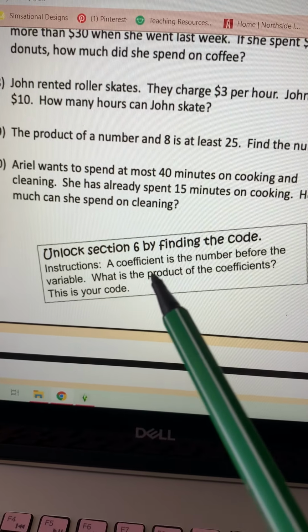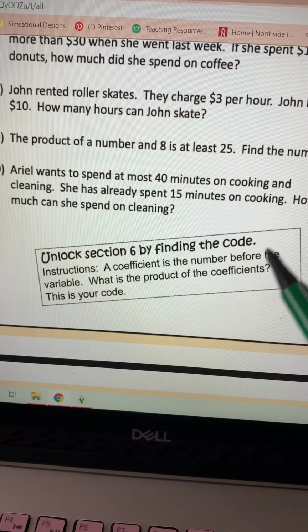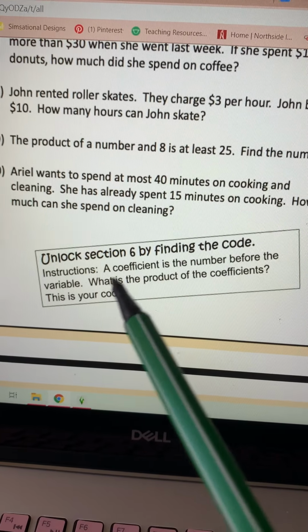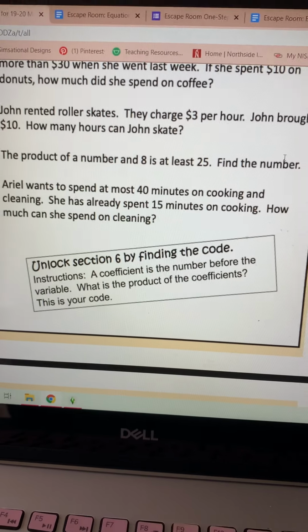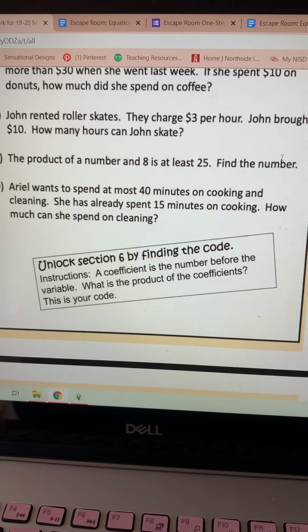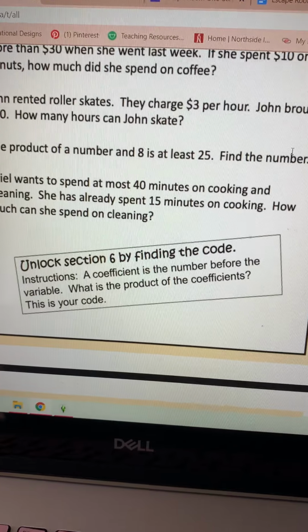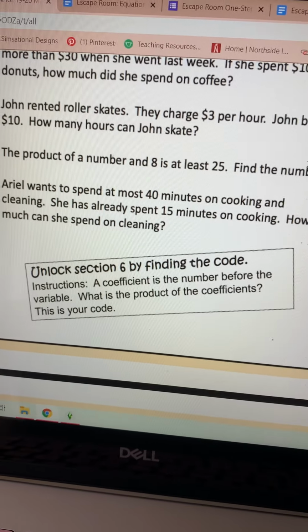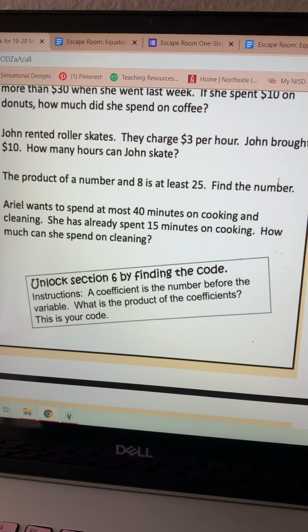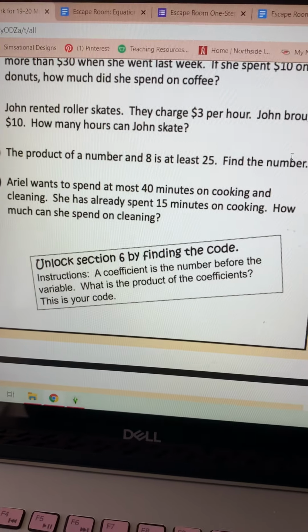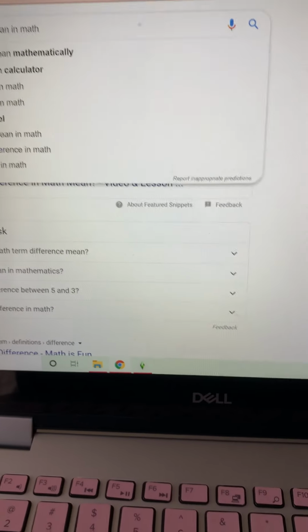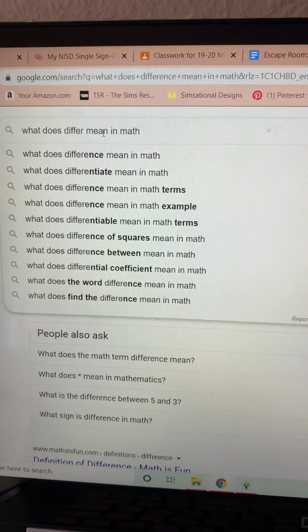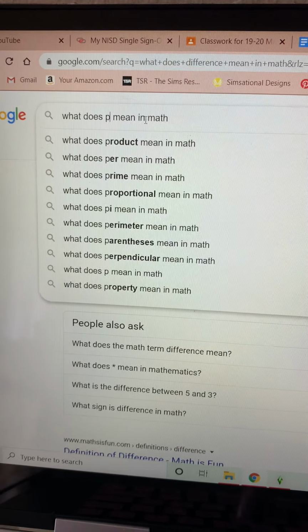It says a coefficient is the number before the variable. What is the product of the coefficients? This is your code. Okay, so it tells me what a coefficient is. It's the number before the variable. Okay, but now I don't know what product means. The product of something. So I'm going to look that up. Now, instead of difference, I'm going to change that to where it says product.